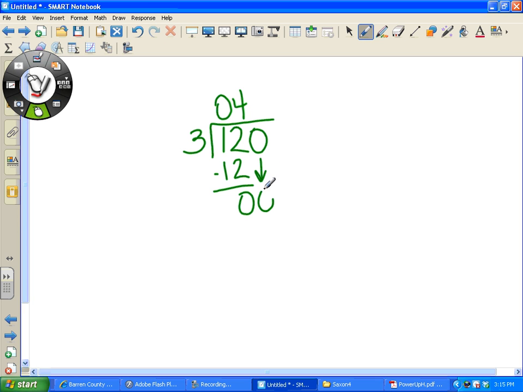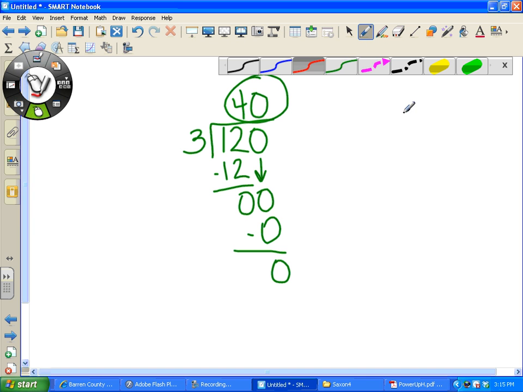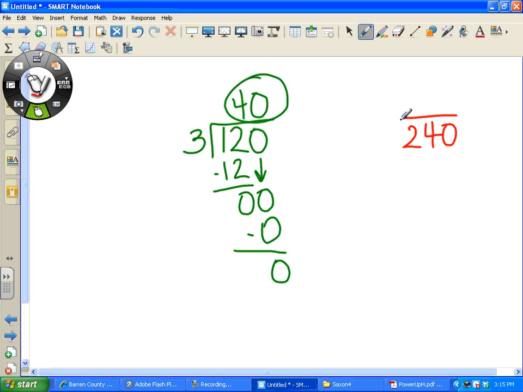Subtract, bring down. How many groups of 3 can I get out of 0? 0, because 0 times 3 is 0. There's nothing left to bring down, therefore I'm finished. And the final answer is 40. Okay, 240 divided by 4. How many groups of 4 can I get out of 2? I can't. 0 times 4 is 0. Subtract, bring down. How many groups of 4 can I get out of 24?